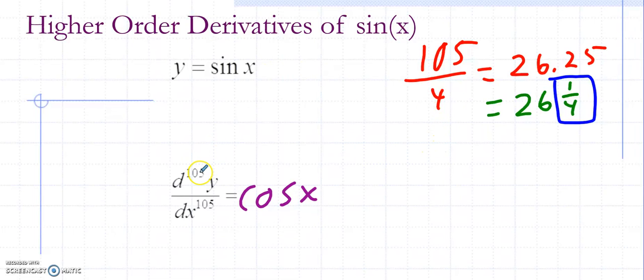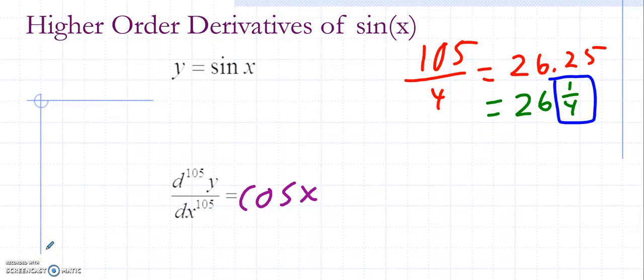So all I did was say, okay, if I'm looking for the 105th derivative, I can divide that by 4, and I get 26.25. So that means it's going to go through a cycle of 4 derivatives 26 times, and I'm left with 1 over. So then that means the 105th derivative is going to be the same as the first derivative.